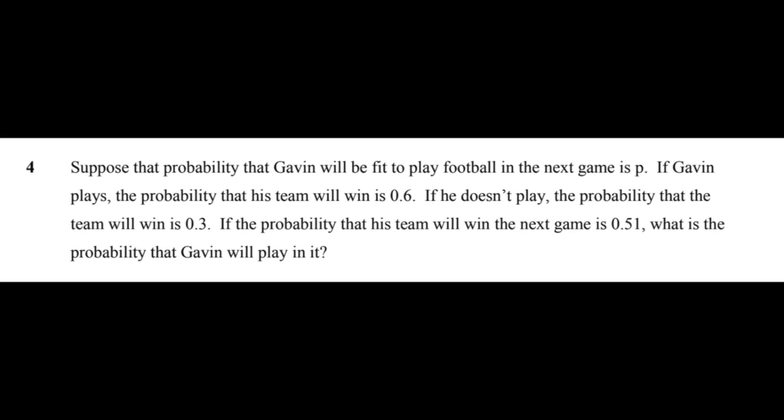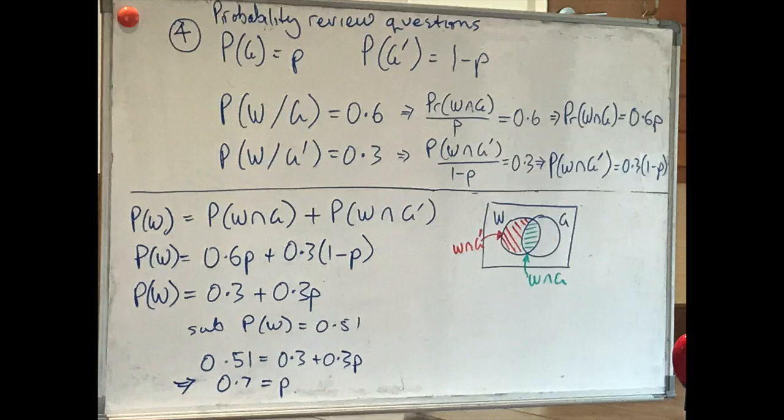So this one, the first thing that we need to do is start putting our information into mathematical notation. We start off with G for Gavin playing. So the probability of G is P. The probability that he doesn't play is G dash, which is 1 take away P. The probability of winning, given that Gavin plays, is 0.6. That leads to our formula of the intersection of those two things over the probability of Gavin playing.